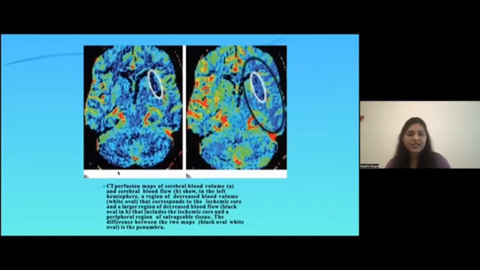So these are again CT perfusion maps of cerebral blood volume and cerebral blood flow. In the left cerebral hemisphere, we can see a region of decreased blood volume, which is seen in the white oval, that corresponds to the ischemic core, and a larger region of decreased blood flow. This is a larger region of decreased blood flow that includes both the ischemic core and a peripheral region of salvageable tissue. The difference between the two maps, that is the difference between the black oval and the white oval, gives the ischemic penumbra.